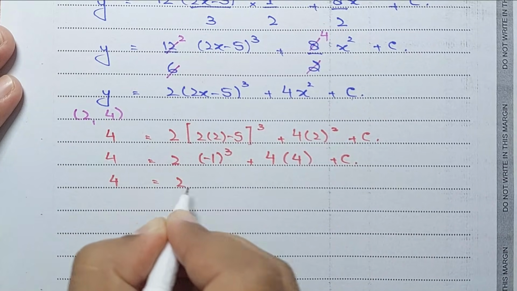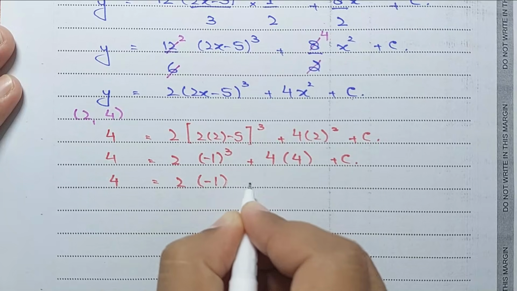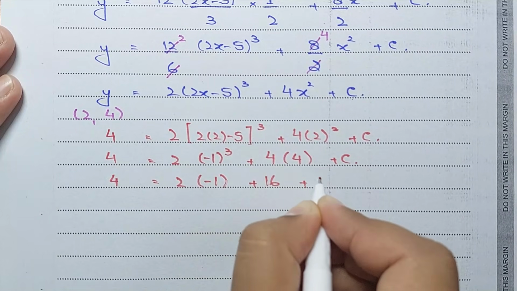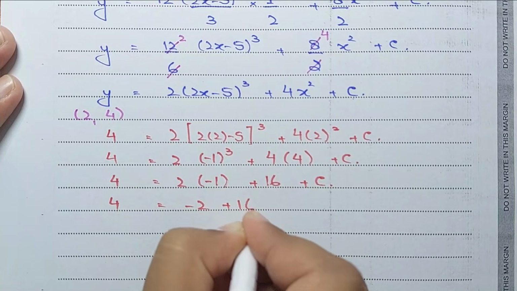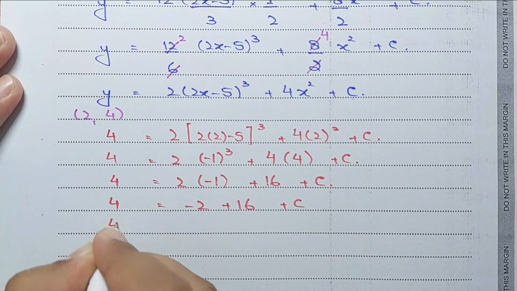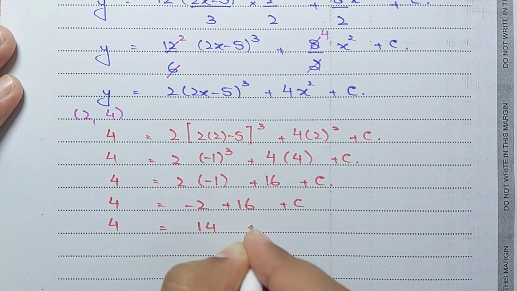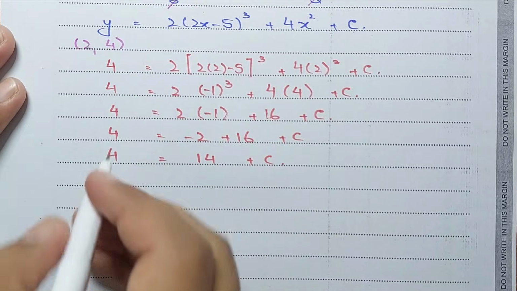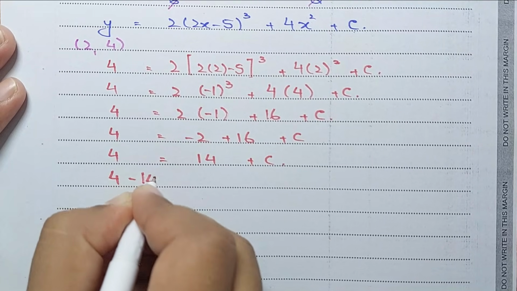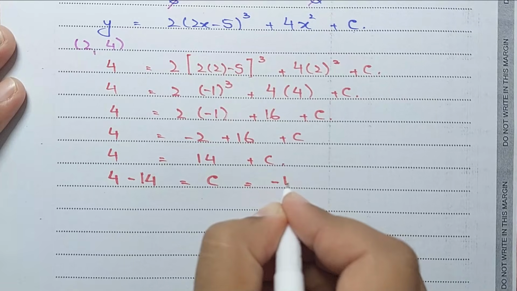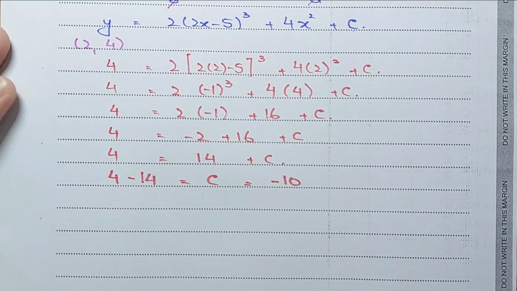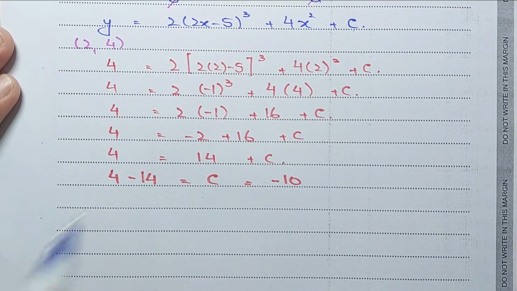So 4 equals 2 times (minus 1) cubed, which is minus 2, plus 16 plus c. 4 equals 14 plus c, since 16 take away 2 is 14. So c is 4 minus 14, which is negative 10, because 14 is being subtracted.